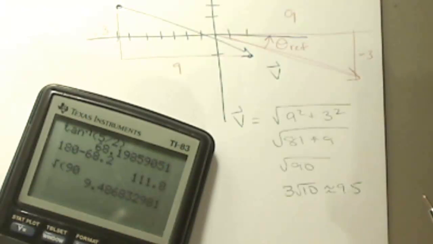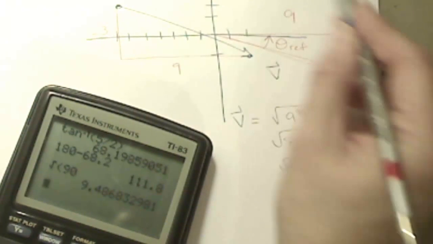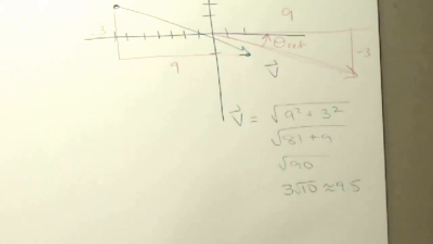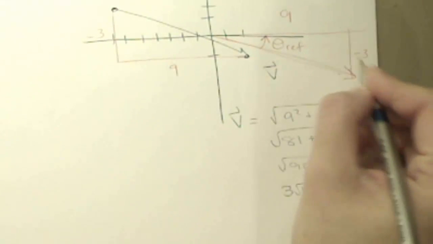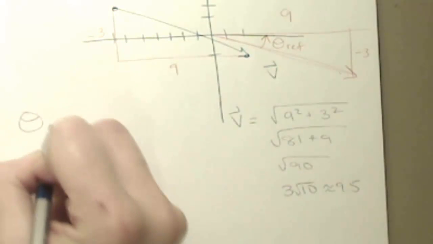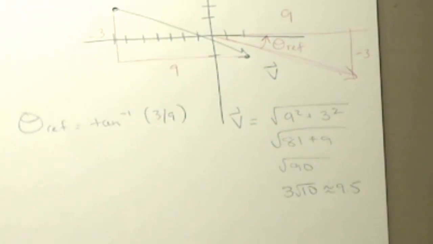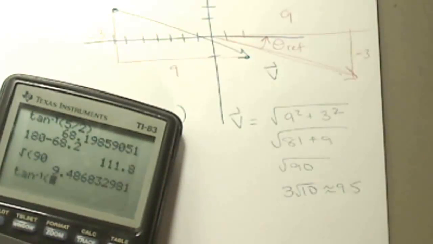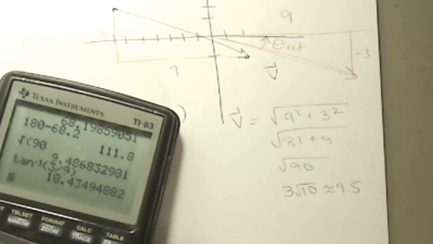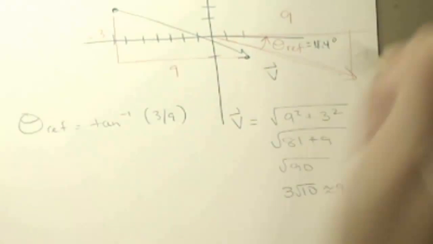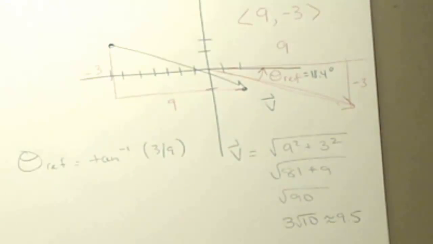So that is the radius of the circle on which that vector moves as we go all the way around the coordinate plane. And the degrees, theta reference, tangent inverse of 3 over 9, which is the same as tangent inverse of 1/3. We're looking at an angle of 18.4 degrees for the reference angle. Now that's 18.4 degrees below a full turn.